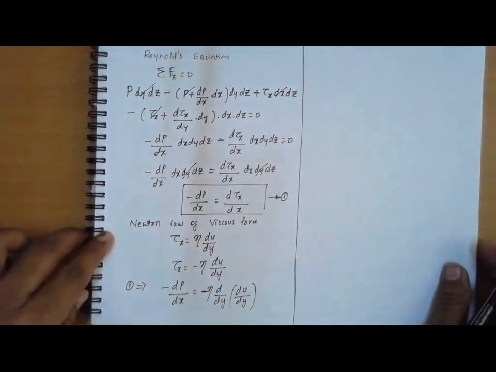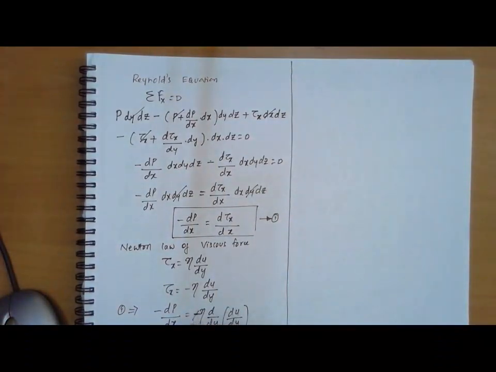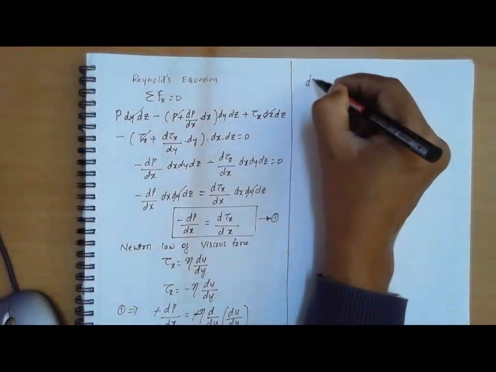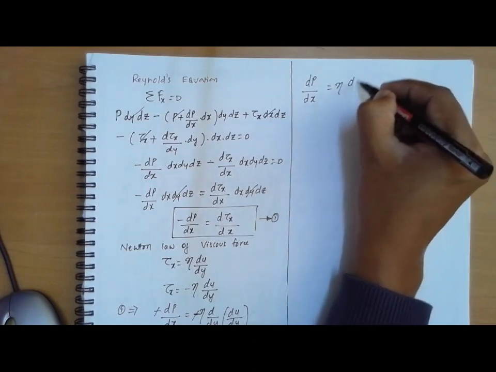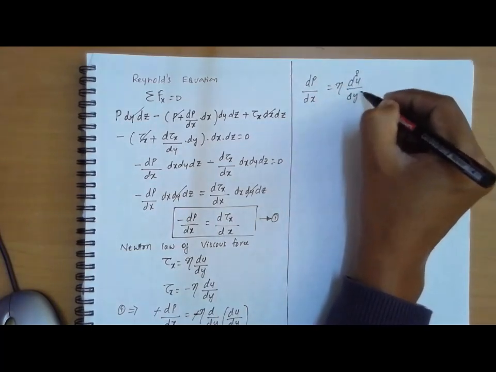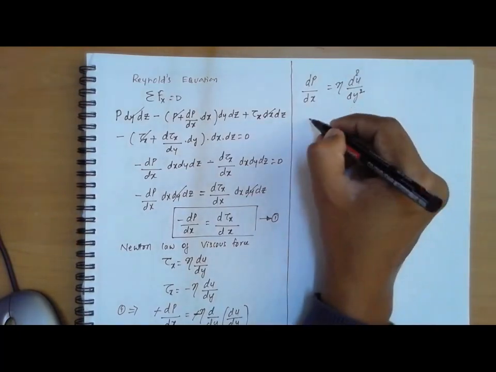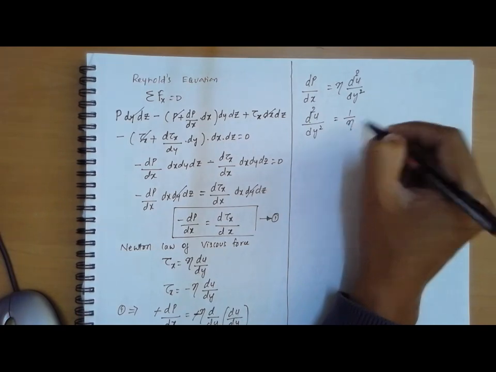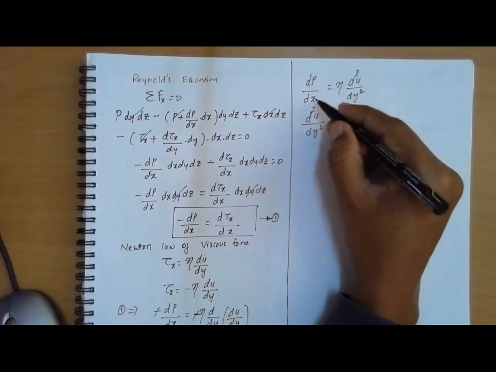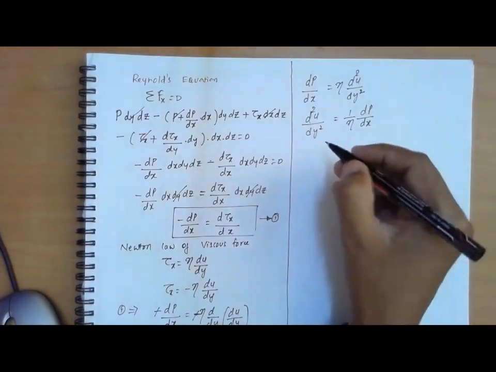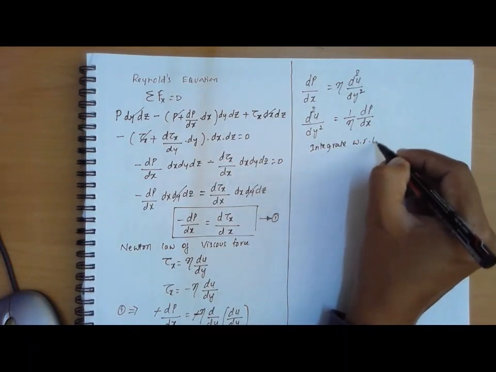you can write this particular function as, you can cancel this minus and this minus, so dp by dx will be equal to eta into d square u by dy square, or in other words d square u by dy square is equal to 1 over eta dp by dx. If you transfer the eta to the other side, we get dp by dx. Now let us integrate this equation with respect to y.